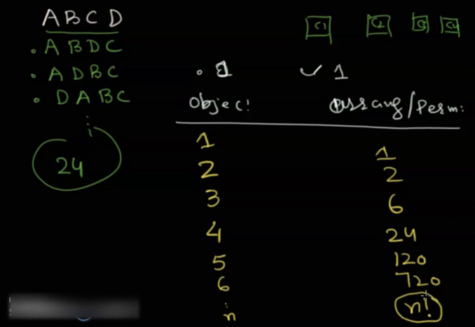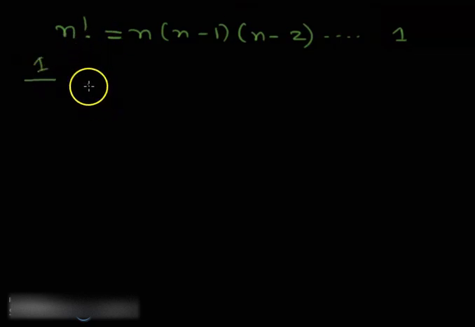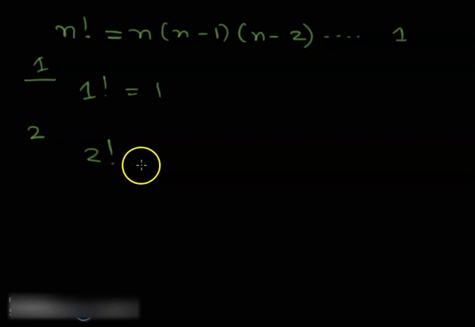This n factorial is nothing but very simple, and it is defined like this. N factorial means n into n minus 1 into n minus 2, till you reach 1. So if you want to check, if you have one object, then you need 1 factorial, that means 1. If you have two objects, that means 2 factorial, that is 2 into 1, which is 2. So 2 possible different arrangements.